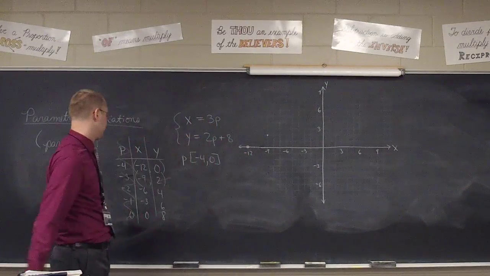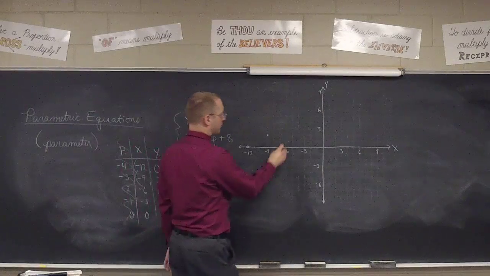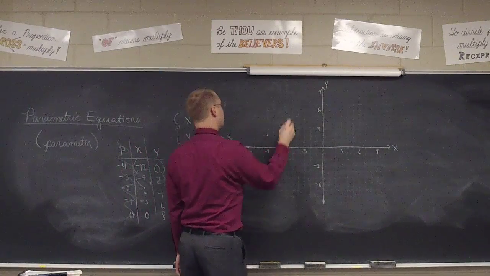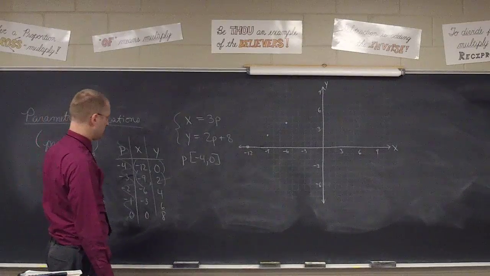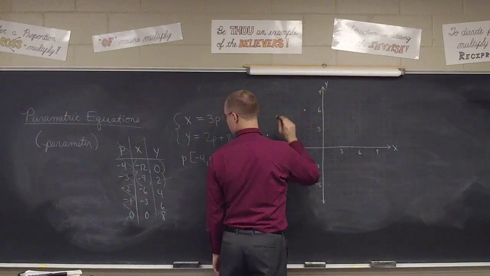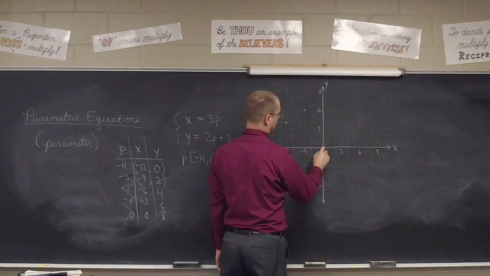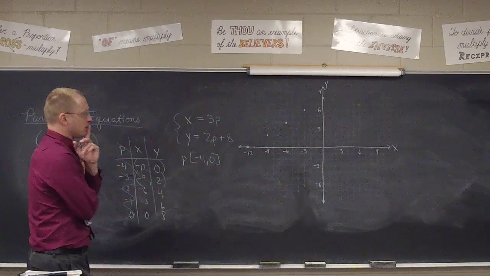All right, Jamie? Then it's negative 6, 4. Negative 6, 4. All right, Quentin? Negative 3, 6. Negative 3, 6, and then finally, Jamie? 0, 8. 0, 8. What shape does this appear to be?